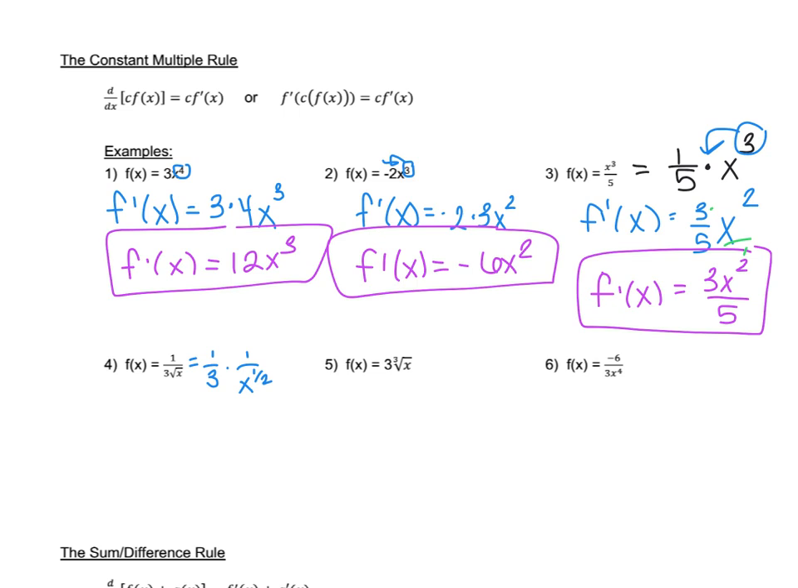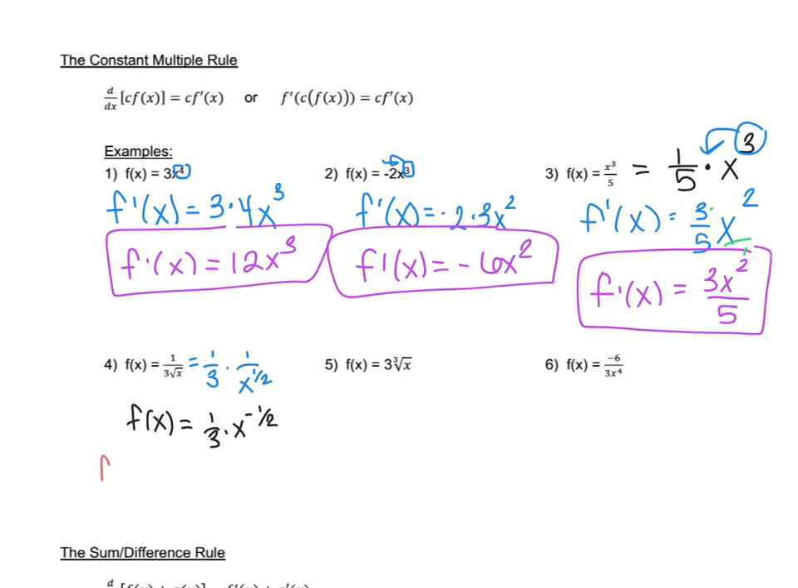But I still am not ready to apply the power rule because this is a fraction and I just want this simply to be x to a power. So to rewrite this again, f of x, I haven't even found the derivative yet, I'm just rewriting our function first. That's going to be 1/3 times x to the negative 1/2.